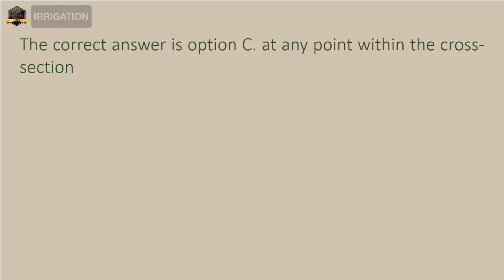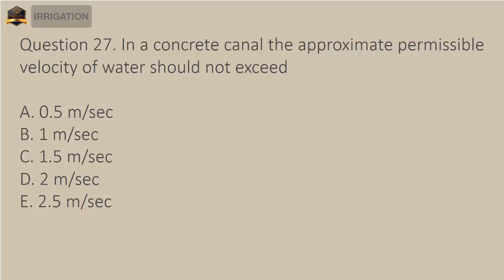Question 27. In a concrete canal, the approximate permissible velocity of water should not exceed A. 0.5 meters per second, B. 1 meter per second, C. 1.5 meters per second, D. 2 meters per second, E. 2.5 meters per second. The correct answer is option D, 2 meters per second.